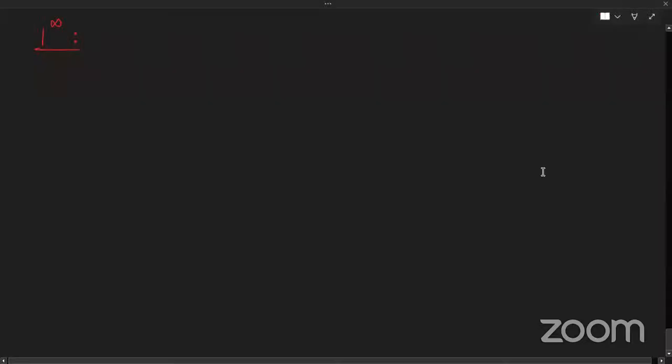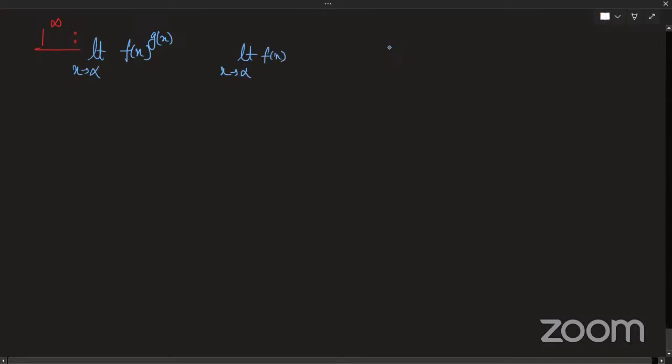Now we have 1 raised to infinity. So I have f of x raised to g of x, where limit x tends to alpha, f of x is 1, and limit x tends to alpha, g of x is infinity. So you will get 1 raised to infinity. There is only one method to solve this: e raised to f of x minus 1 into g of x. No other way.